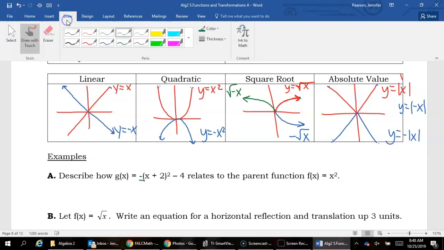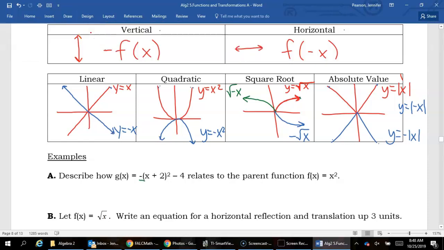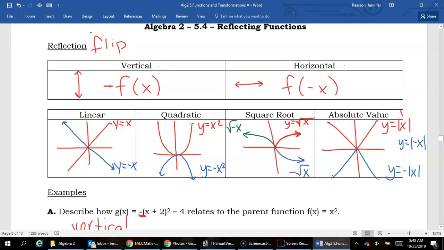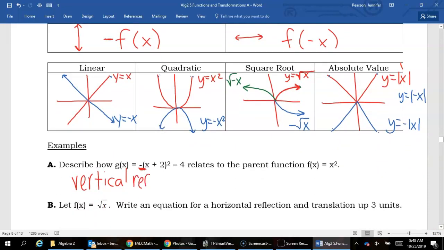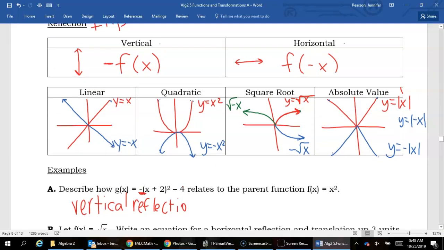And a negative in front is going to be a vertical reflection. We can also say flip down. If we want to be less technical, I will accept either vertical reflection or flip down.